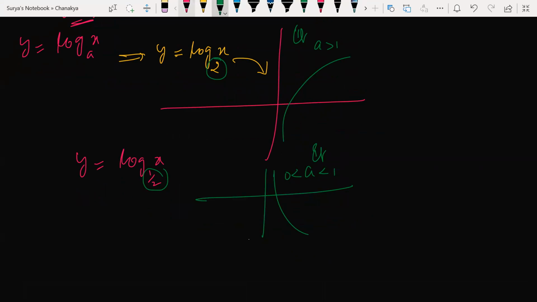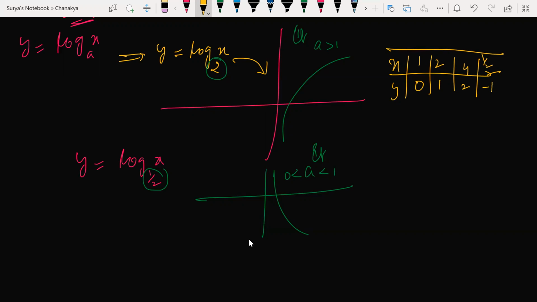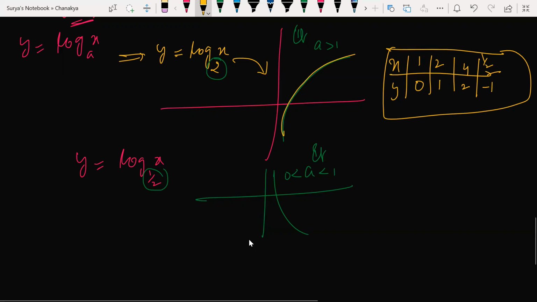Sir, how are you getting these graphs? Simply take some values of x and y. If I take x value 1, log 1 is 0. If I take x value 2, the log value is 1. If I take x value 4, the y value is 2. If I take x value 1 by 2, your answer is going to be -1. If you plot all these values on the graph, this is how the shape of the graph turns out. This is how the graph of the logarithmic function is going to be. Any doubts? Tell me now.